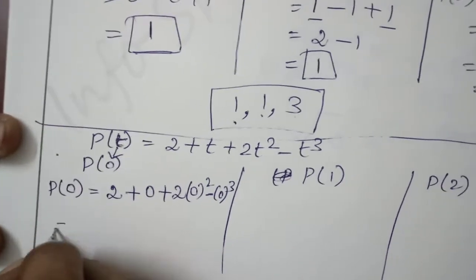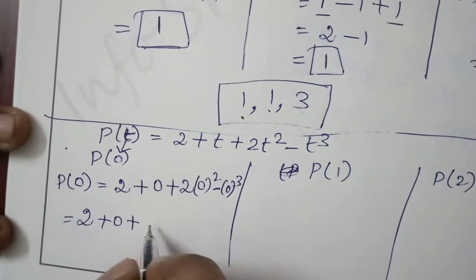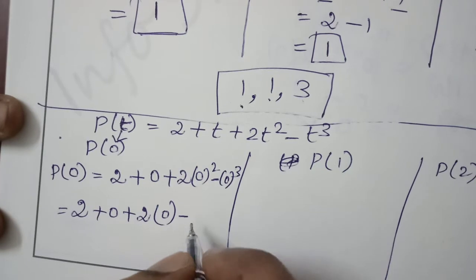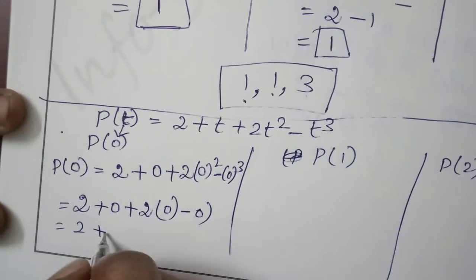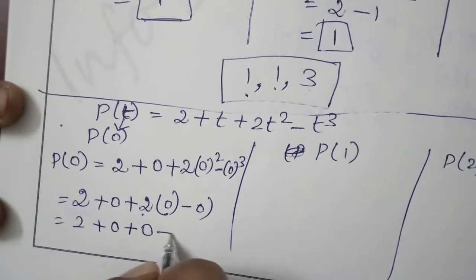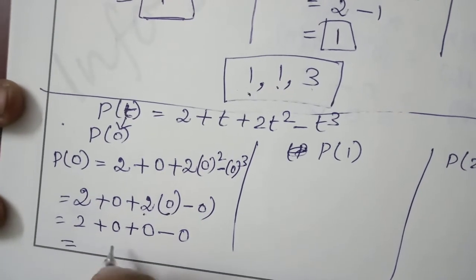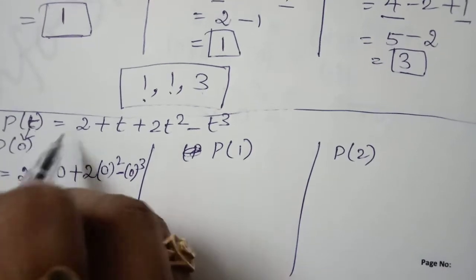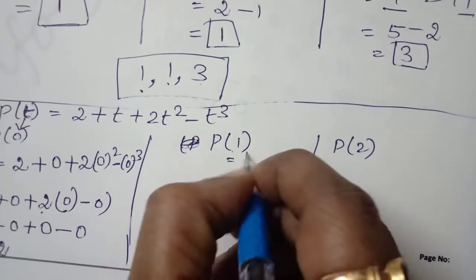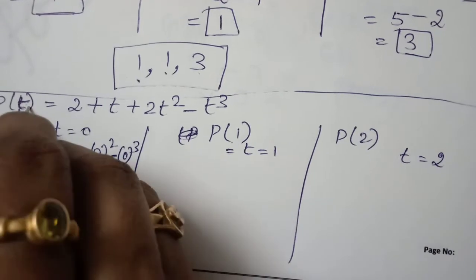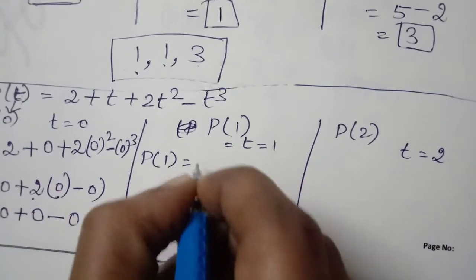Got it? Now 2 plus 0 plus 0 into 0 into 0 is 0 again, minus 0 cube is again 0. So it is 2 plus 0 plus, anything into 0 is 0, minus 0. So the answer what we have is 2. And here P of 1. The equation what we have is P of t, so here t is equal to 1 and here t is equal to 2 and here t is equal to 0. Okay.